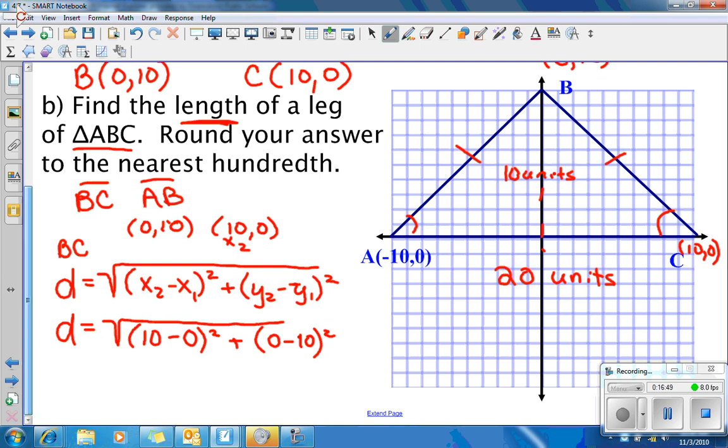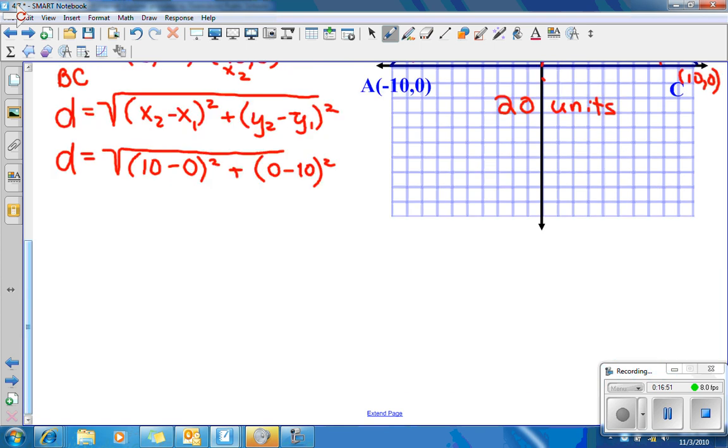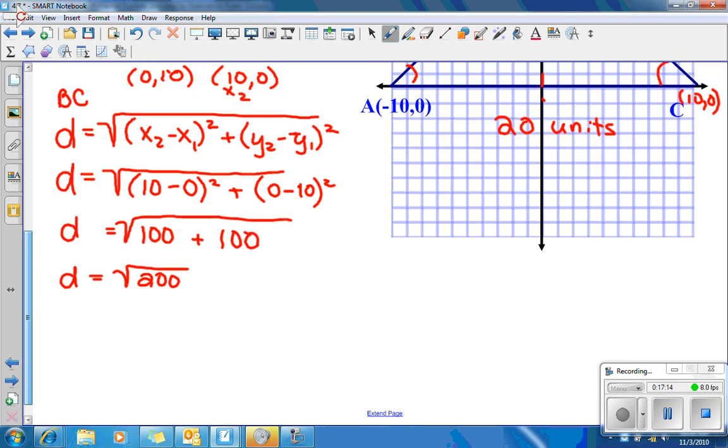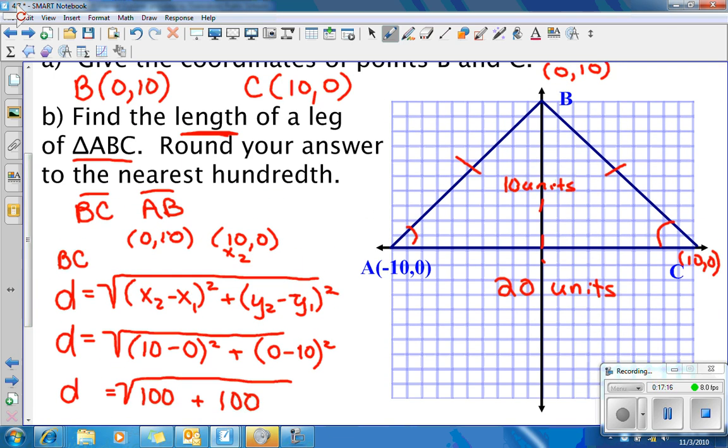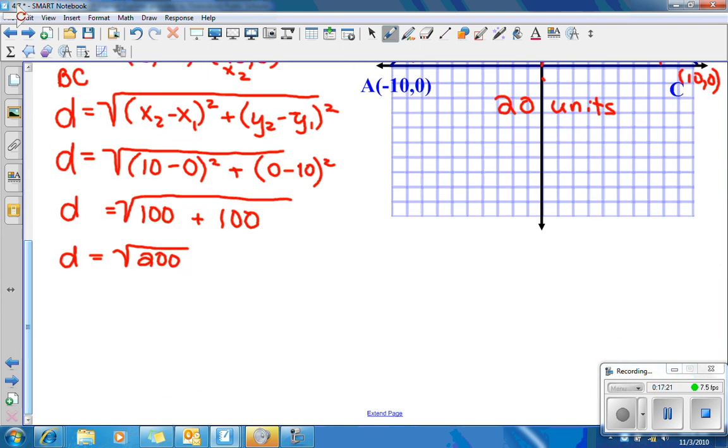What's 10 squared? 10 squared is 100. And what's negative 10 squared? Negative 100? It can't be negative 100 because negative 10 times negative 10 is a positive 100. What's 100 plus 100? 200. You're multiplying. We're adding. It says to round to the nearest hundredth. Hundredth is 2 decimal places. Did y'all know that? Good.